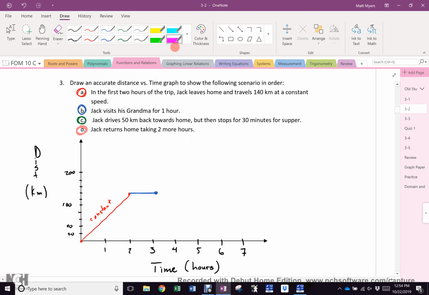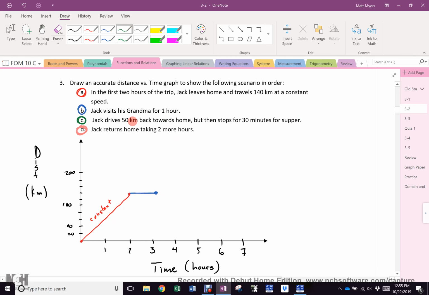I'm going to use green for the right drawing. So 50 kilometers back towards home, but stops 30 minutes for supper. Now, as Jack says, we have no idea how fast he's driving, do we? Because it just says he drives 50K. Right? So I'm going to go ahead and make an assumption, because I don't have data for it, that he's going to keep the same speed here.